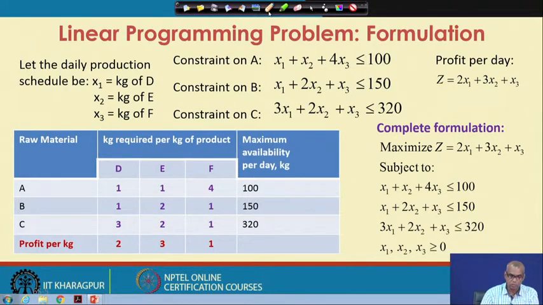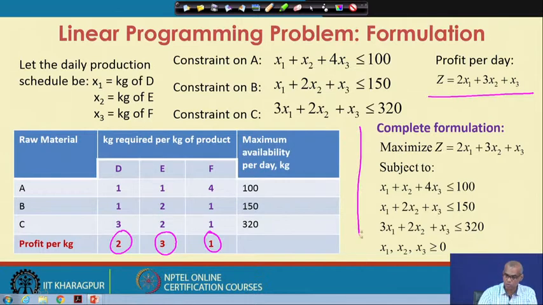So, x1 kg of D will give 2 x1 amount of profit, plus 3 x2 plus x3 is the total amount of profit. So, z equal to 2 x1 plus 3 x2 plus x3 is the objective function. We need to maximize this. So, the complete formulation now is maximize z equal to 2 x1 plus 3 x2 plus x3 subject to these three inequality constraints.